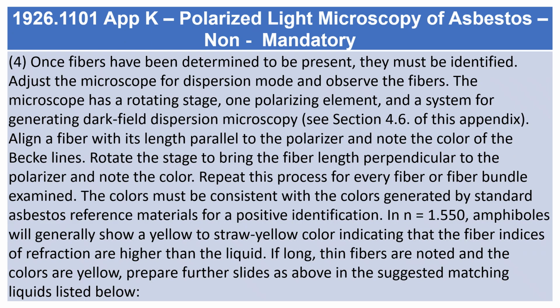4. Once fibers have been determined to be present, they must be identified. Adjust the microscope for dispersion mode and observe the fibers. The microscope has a rotating stage, one polarizing element, and a system for generating darkfield dispersion microscopy. See section 4.6 of this appendix. Align a fiber with its length parallel to the polarizer and note the color of the Becke lines. Rotate the stage to bring the fiber length perpendicular to the polarizer and note the color. Repeat this process for every fiber or fiber bundle examined. The colors must be consistent with the colors generated by standard asbestos reference materials for a positive identification.